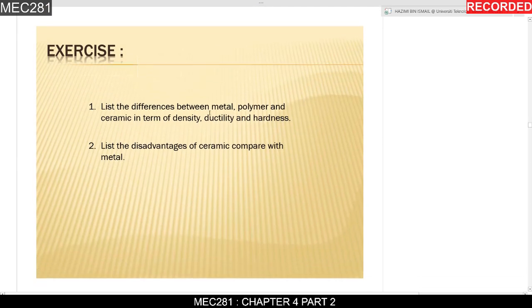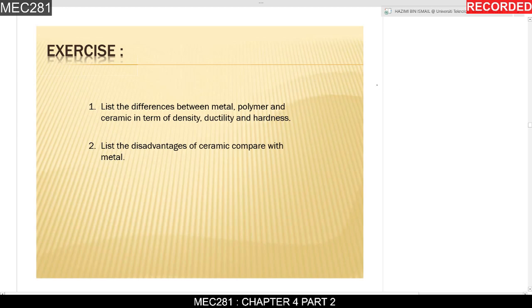List the differences between metal, polymer, and ceramic in terms of density, ductility, and hardness. So this is the exercise, and this exercise can help you to memorize these things, because this may be a favorite question that will come out in your final exam, maybe, I don't know, but this is very helpful for you to memorize the difference between metal, polymer, and ceramic.